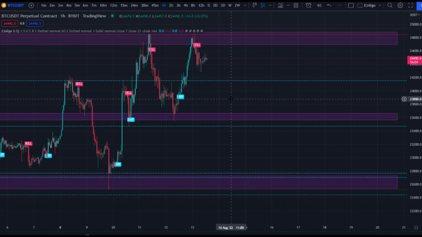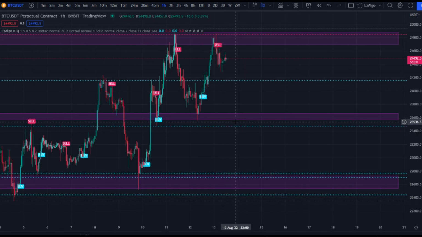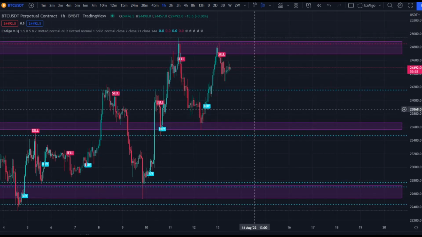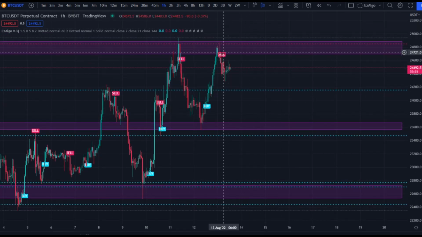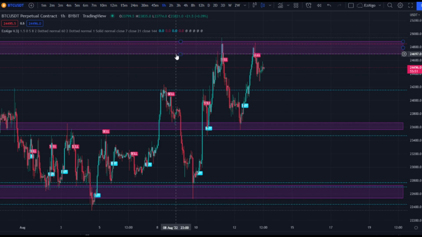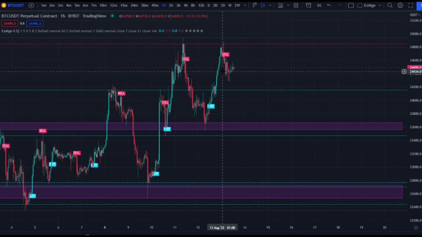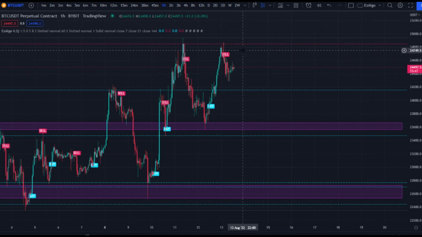And as you can see, the EzAlgo support and resistance levels on the 1 hour pretty much match up with the zones that we drew out to a T. Obviously, there's this resistance zone and we have this EzAlgo resistance level. So I'm going to get rid of that rectangle now. Now I know that this general area, I'm going to be looking for shorts.